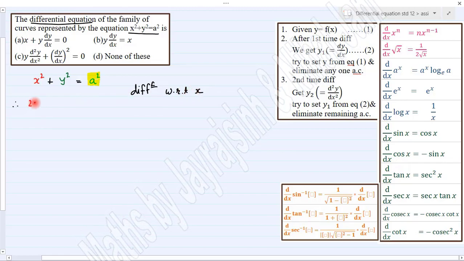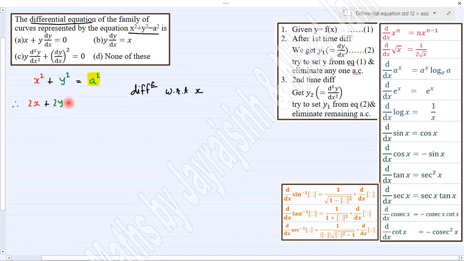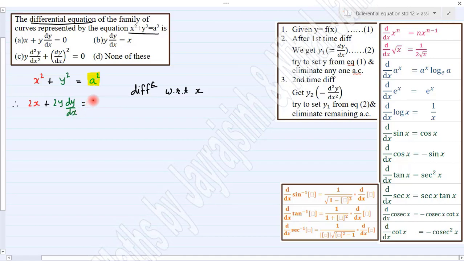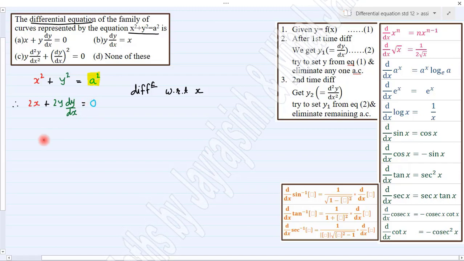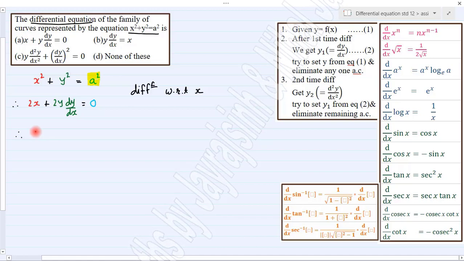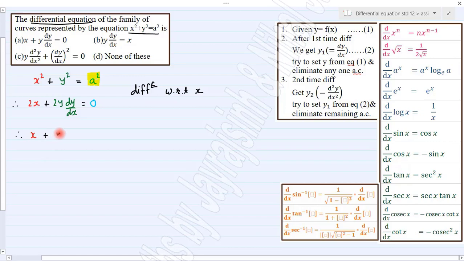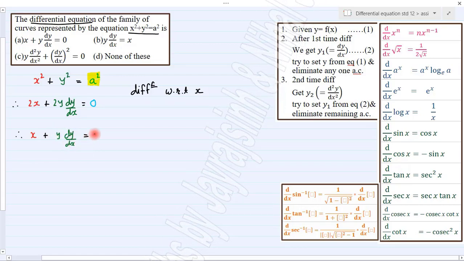Differentiation of x square will be 2x. Differentiation of y square will be 2y dy by dx. And differentiation of a square, which is a purely constant term, will be 0. So for simplification, we can take 2 common. So let's divide our equation by 2 and we will get x plus y dy by dx is equal to 0, which is given in option A.